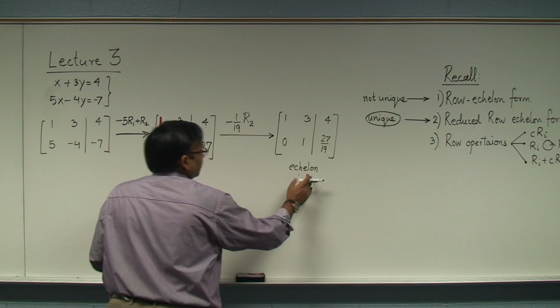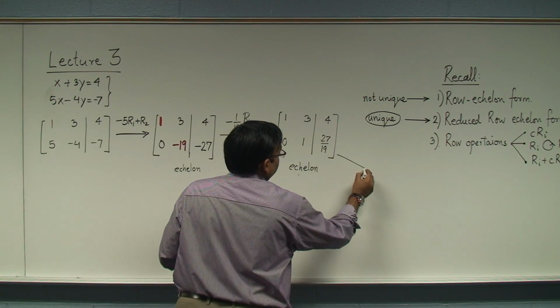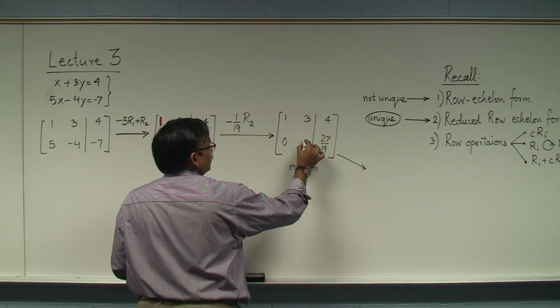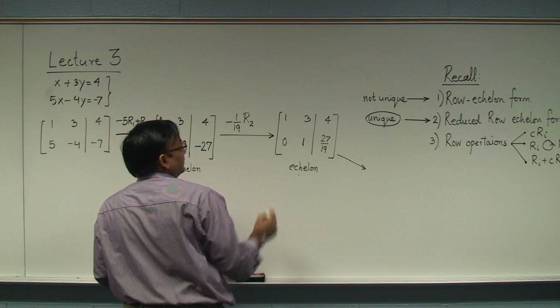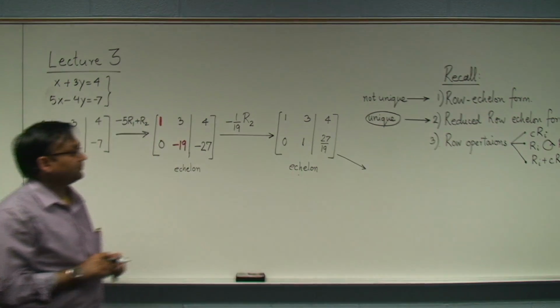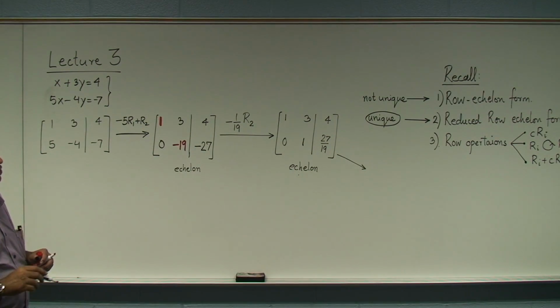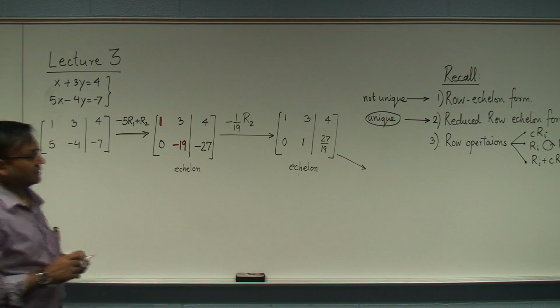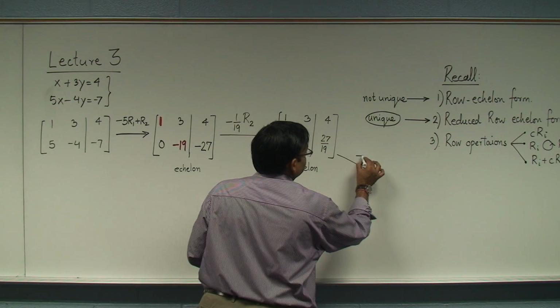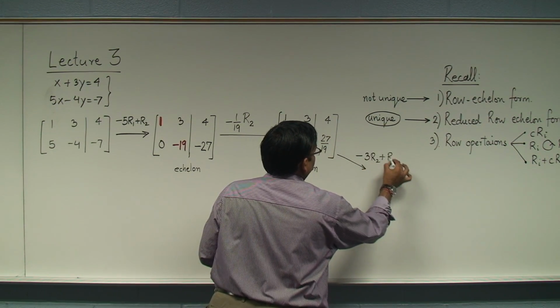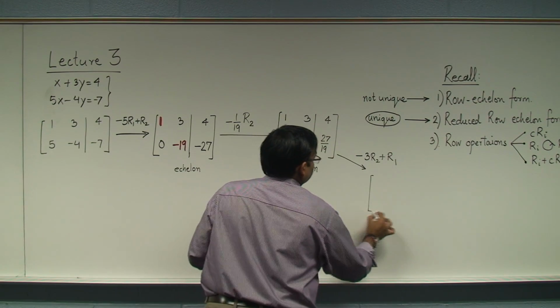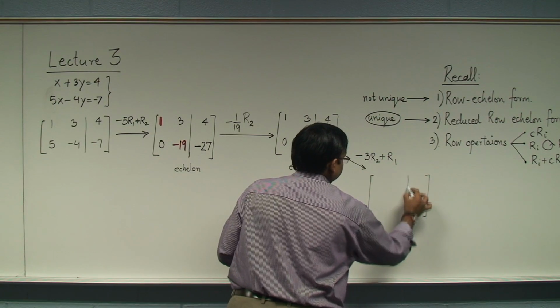But suppose I want to go from here to the row reduced echelon form, then I should use this entry to try to make the entry above it 0. Because in the row reduced echelon form, the leading non-zero entry should be the only non-zero entry in its column. So if I want to do that, I will say -3 times row 2 added to row 1. And let's see what the effect of that is.